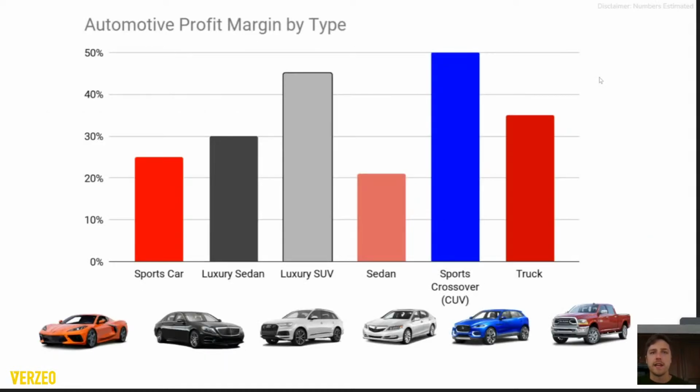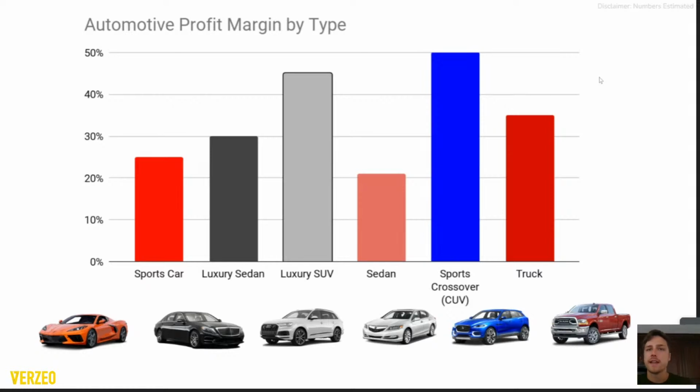Just for a visual representation of the different margins of these cars, from left to right, you see here that sports cars are on the lower end of the margins. Now, cars like Ferrari and Lamborghini are a lot different than sports cars. Those are exotic cars, so the margins are higher on those vehicles. But generally, sports cars like Porsche are actually among the best automotive profit margin vehicles. Tesla is one of the best automotive profit margin vehicles. But if you check here, you see that the sport crossover CUV is the highest margin, which might be really surprising.